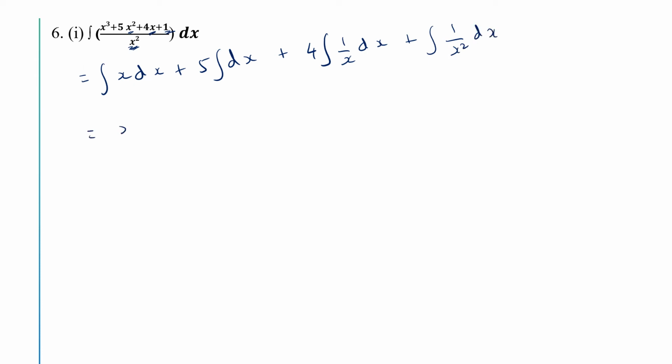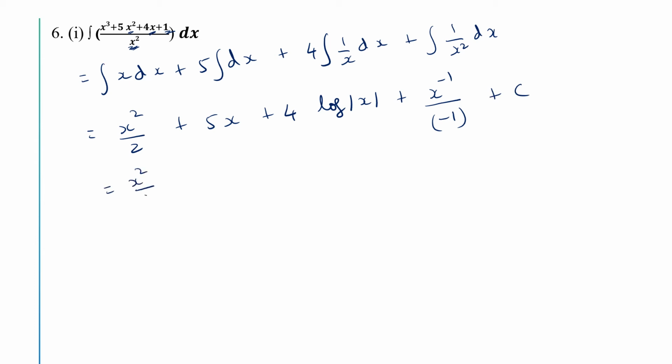So integral x dx is x square by 2 plus 5 integral dx is 5x plus 4 integral 1 by x dx is log mod x plus integral 1 by x square dx is x raised to minus 2 plus 1 by minus 2 plus 1. So x raised to minus 1 by minus 1 plus c. Or this is equal to x square by 2 plus 5x plus 4 log mod x minus 1 by x plus c.